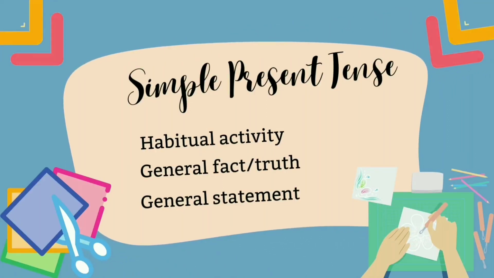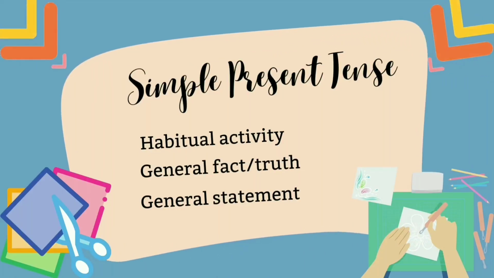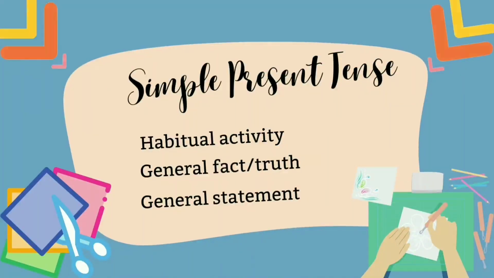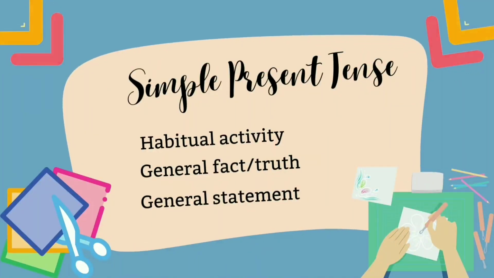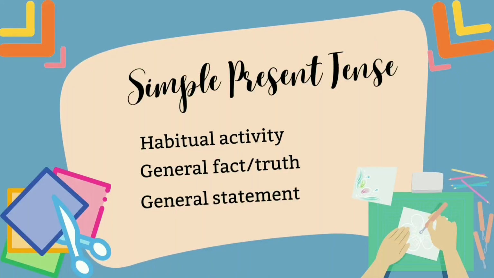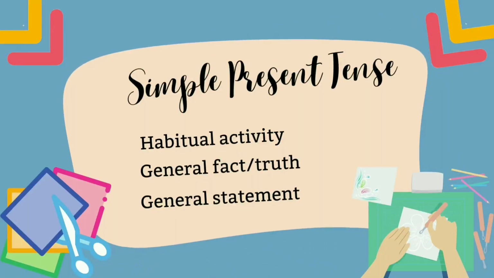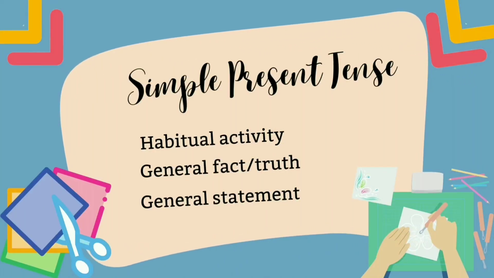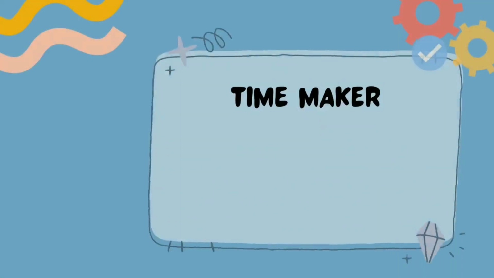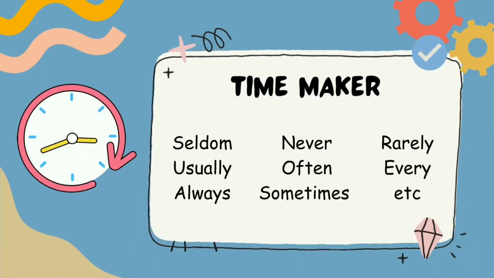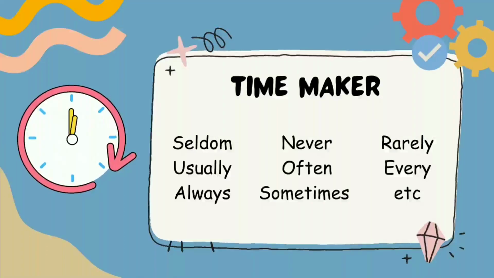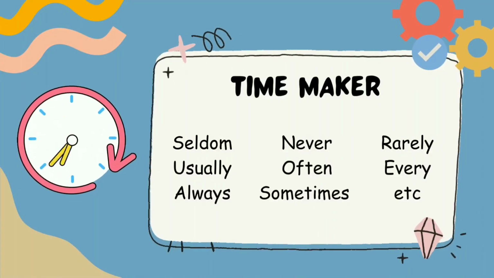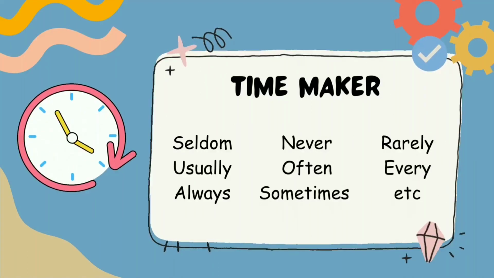Second, we use simple present tense if we talk about general facts or truths, such as the sun rises in the east, water freezes at 0 degrees. And the last one, general statements, such as I love you, I miss you, birds can fly. The most common time expressions in the present simple are seldom, usually, always, never, often, sometimes, rarely, every, etc.